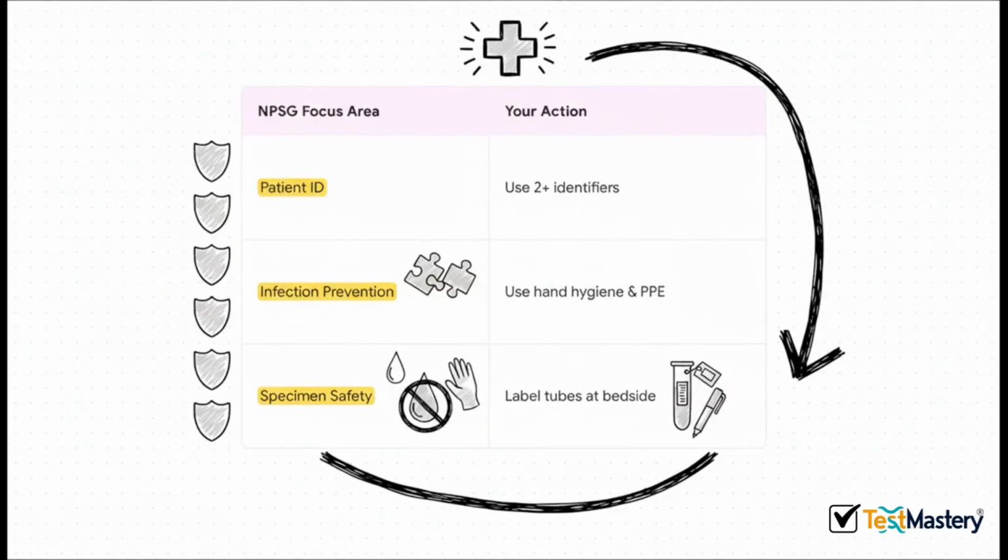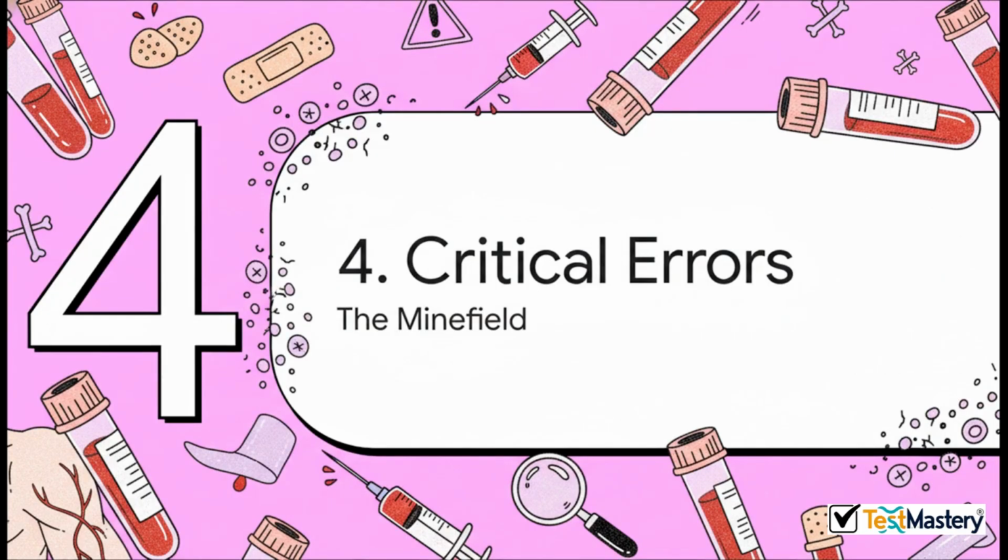So the National Patient Safety Goals. What these do is take all those big, important ideas about safety and boil them down into clear, non-negotiable actions for you at the bedside. We're talking two patient identifiers, proper hand hygiene, and labeling tubes right there with the patient. These aren't just good ideas. They are hard and fast rules for every single patient, every single time. No exceptions. Okay, now we're entering the minefield.